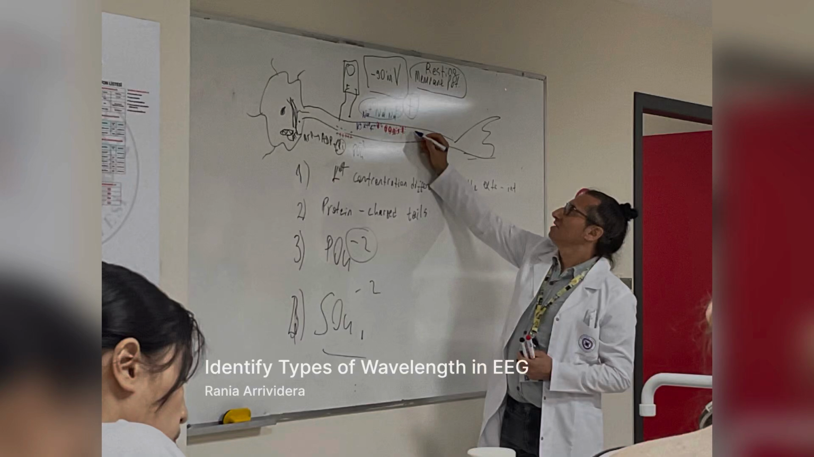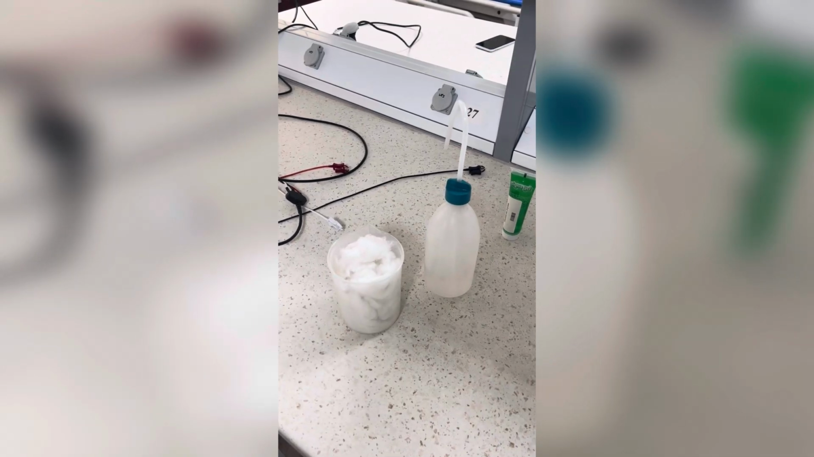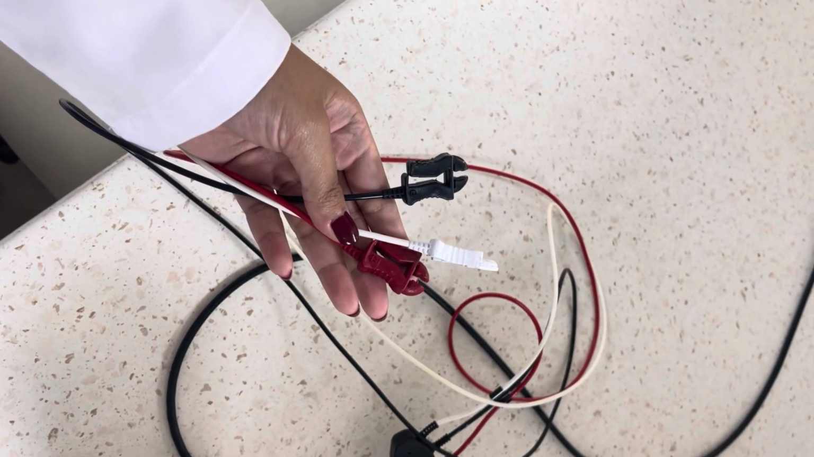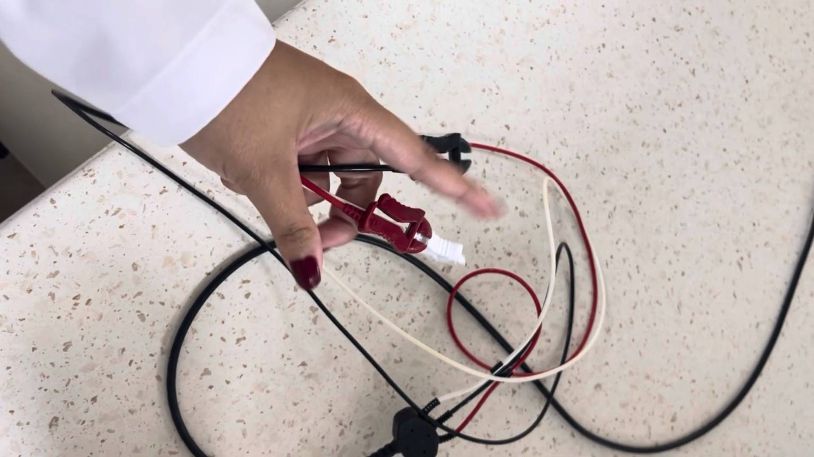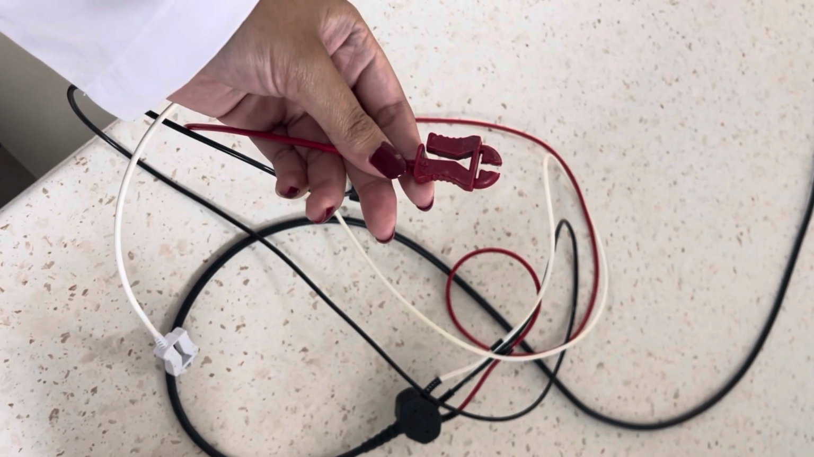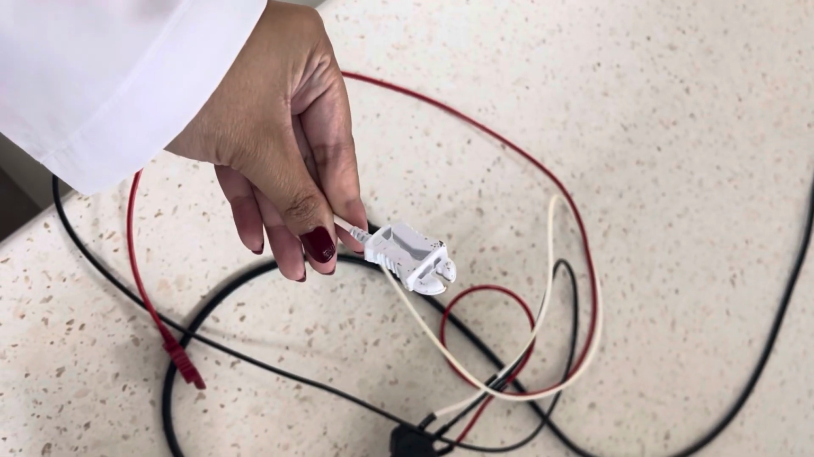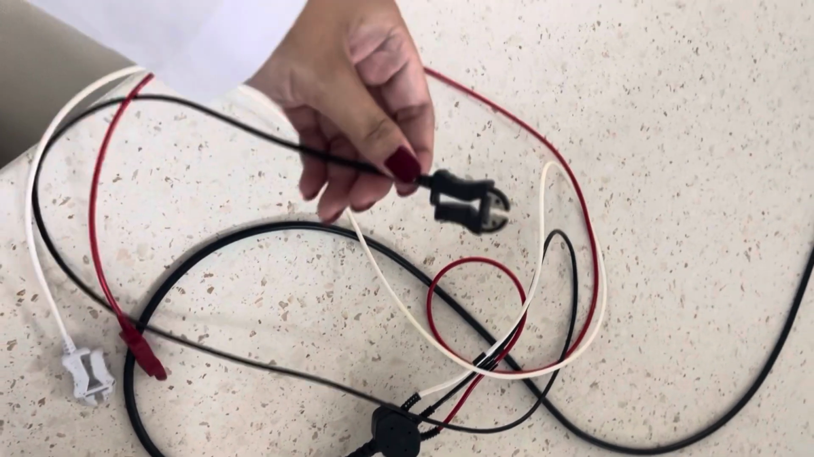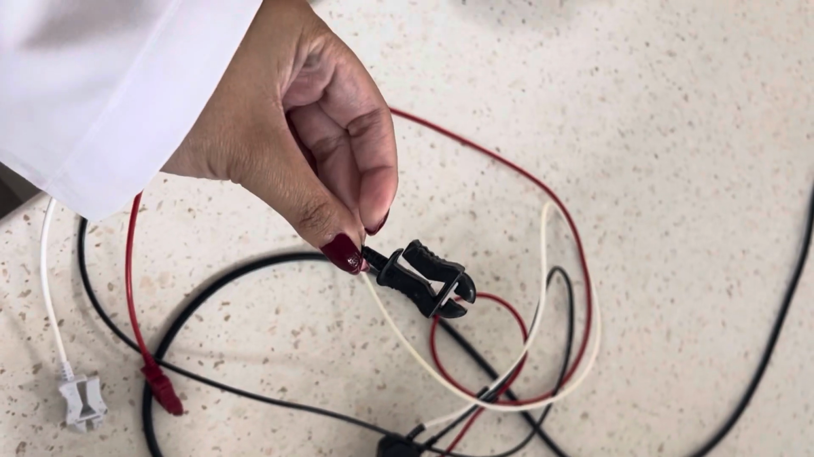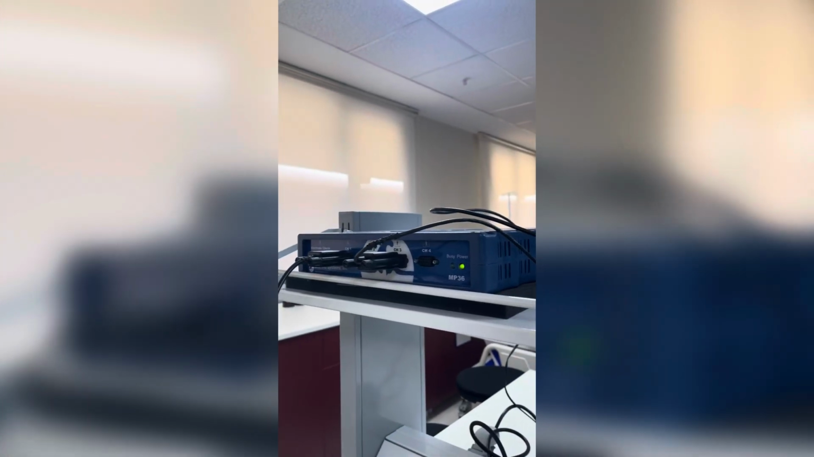Hello everyone, today we'll be identifying types of wavelengths on EEG according to the activity. So here we need an alcohol swab and alcohol, and then we need the electrodes. The red one is the active electrode, the white one is the reference electrode, and the black one is the ground electrode. This is the bioamplifier.